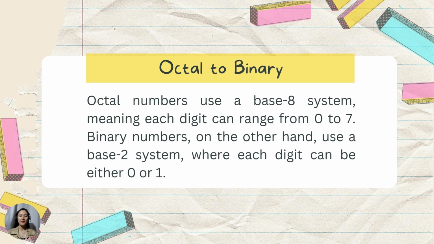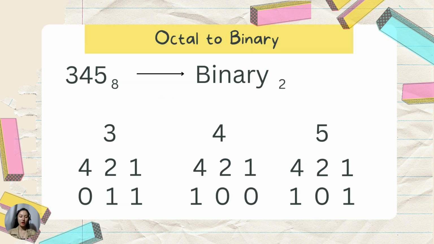Octal numbers use a base 8 system, meaning each digit can range from 0 to 7. Binary numbers, on the other hand, use a base 2 system where each digit can be either 0 or 1. Here we have our sample, 345 as our octal number, and we're going to find its binary equivalent.